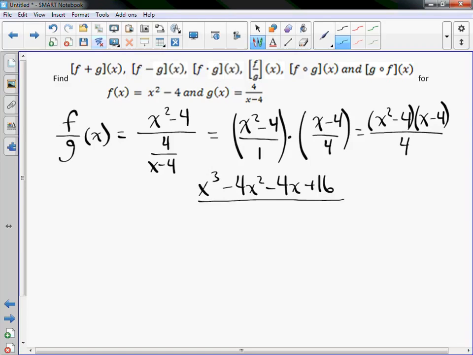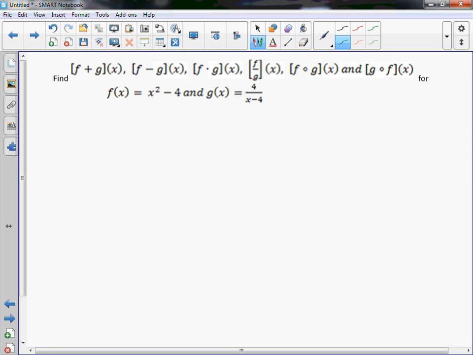x cubed minus 4x squared minus 4x plus 16, all over 4. Okay, that's dividing. Now compose, that's a little bit different. F compose G. I know it looks like fog and goth, but we say F compose G. So let's talk about that.